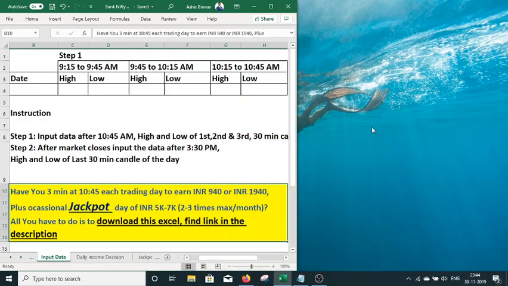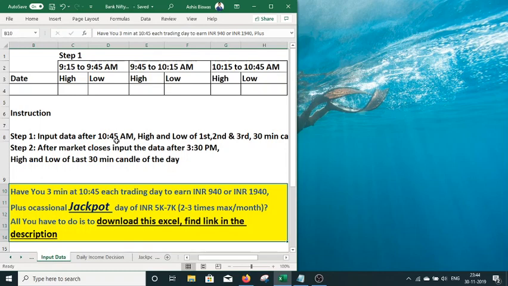Hi, today we will discuss this Bank Nifty Excel sheet trading, how using 3 minutes at 10:45 each trading day, we can earn around 940 rupees, or occasional jackpot trading up to 5k to 7k, maximum 2 to 3 days in a month.